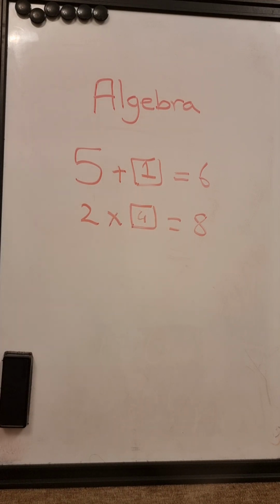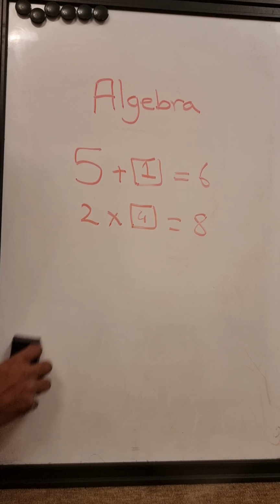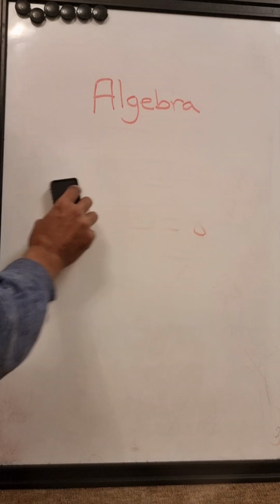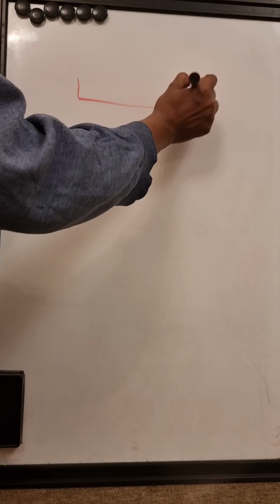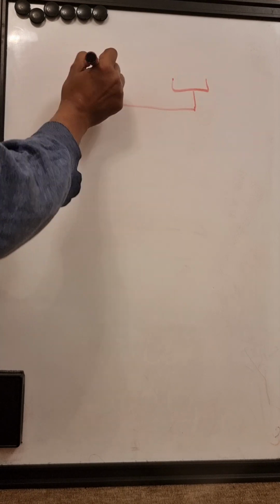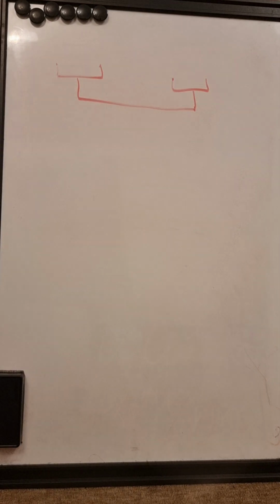But things might get complicated. Before we get deeper into how to get into complicated things, I need to show you one very important concept in algebra. Imagine that we have the scale, the old scale. I don't know if you remember those types of scales or not.